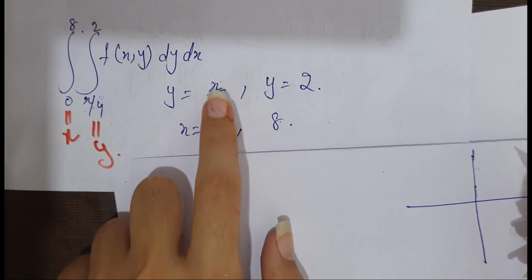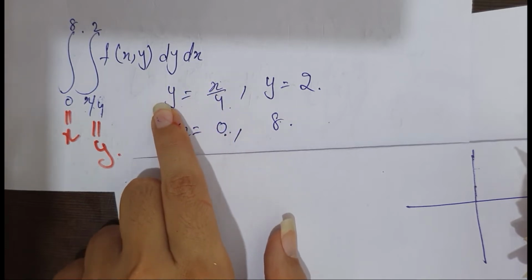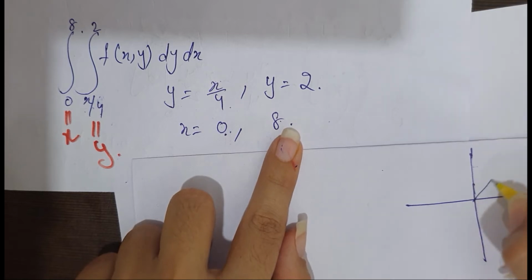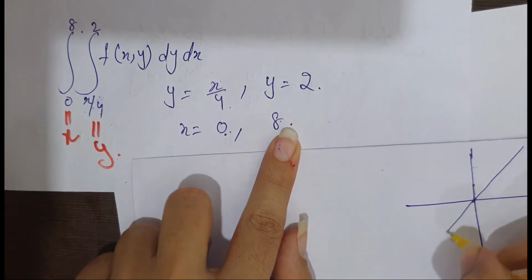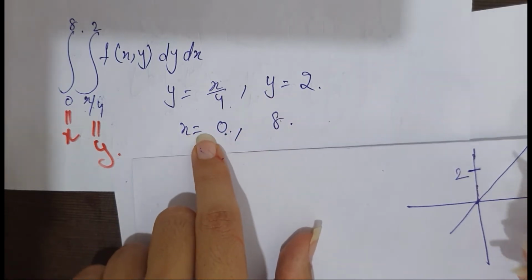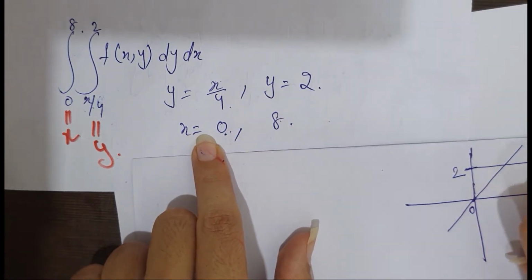It means that if x is 1, then y will be 4. If x is 2, then y will be 8. It means that it will be a straight line. Another line is y is 2, with x values from 0 to 8.